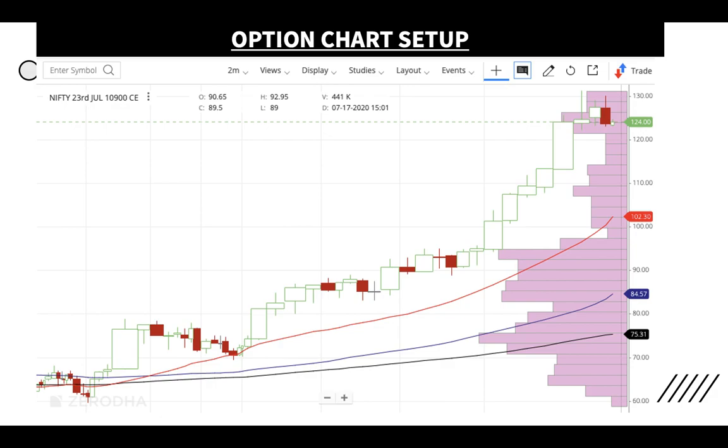So don't be bothered about it, and keep very small quantity, 2 lots, 3 lots in the beginning. Maybe you start with 2 lots only, and that is the ideal way, because when you buy for 50-60 rupees, it will not go to zero so easily, because it's not expiry day. Even if you lose 20 rupees, 3000 rupees will be the loss.